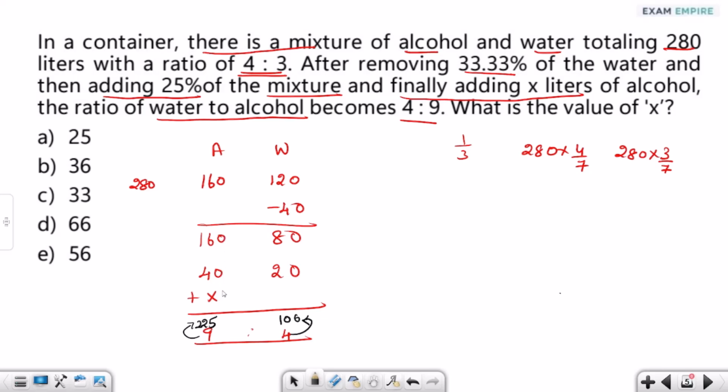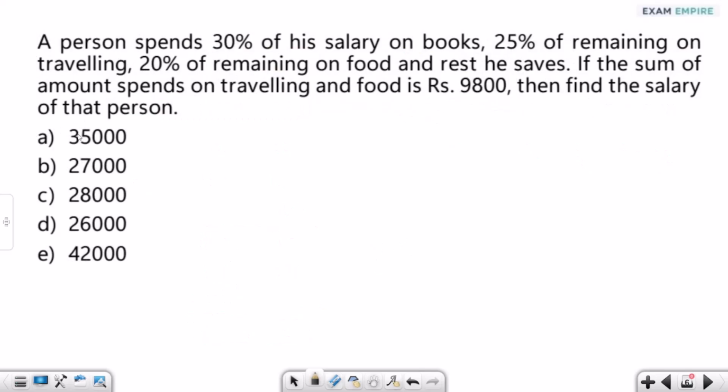So 160 plus 40 plus which number will be getting 225? So what is 160 plus 40? 200. So 200, 225 minus 200, 25. So answer for this particular question is like 25. Next. So try to solve this by yourself.